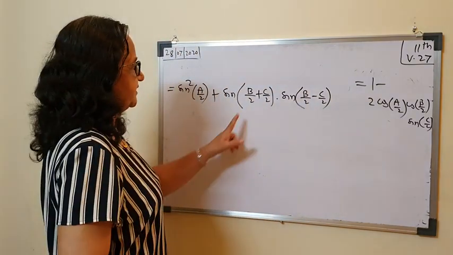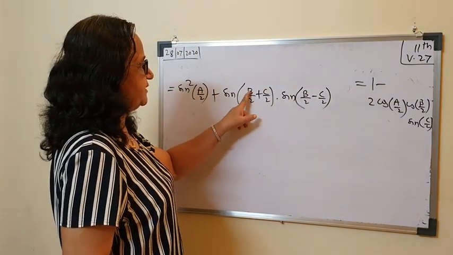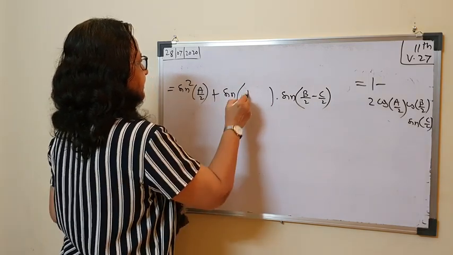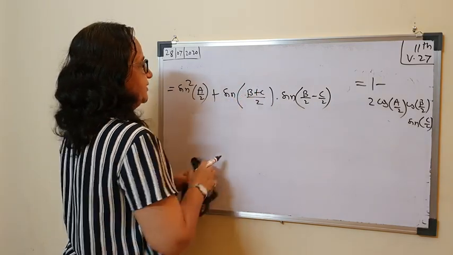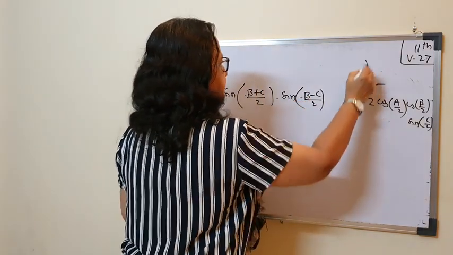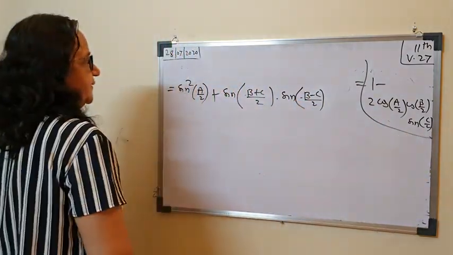Actually in the next step, here 2 is the common denominator, so this is (b plus c) upon 2. You write the next step: first term as it is, and this angle I will make (b plus c) upon 2, and this I will write (b minus c) upon 2. This is the final answer which we are looking out for.